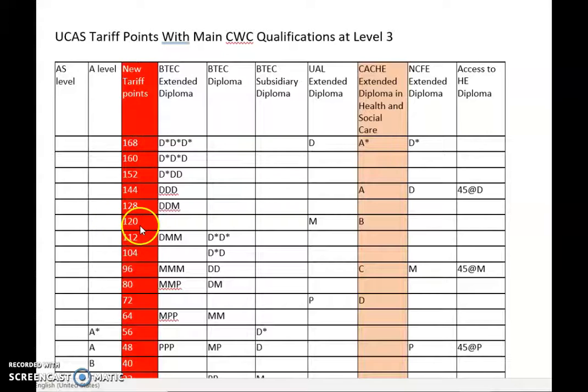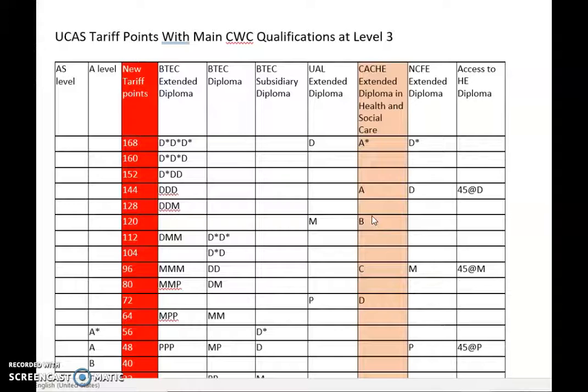Or you've got your 120 points. So individually, your A-level adds up depending on which grade you're getting. And on the right-hand side here, we've got cash. So if we follow through from 120 points all the way across, you're looking at a B grade.